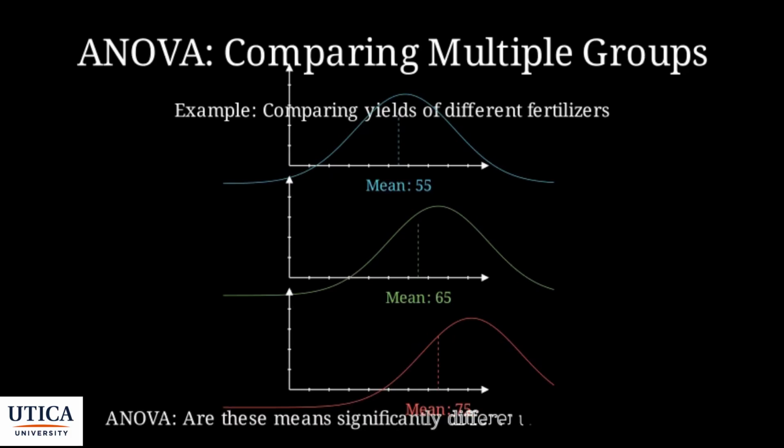The null hypothesis in ANOVA is that all the group means are equal. If the F-statistic is large enough, we reject the null hypothesis and conclude that at least one of the group means is different from the others.